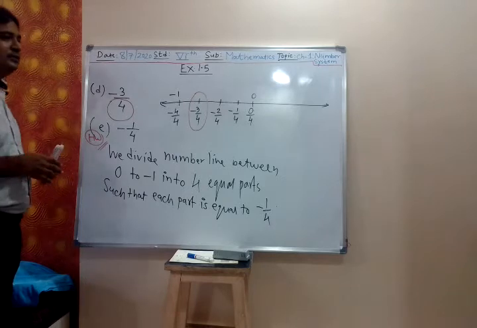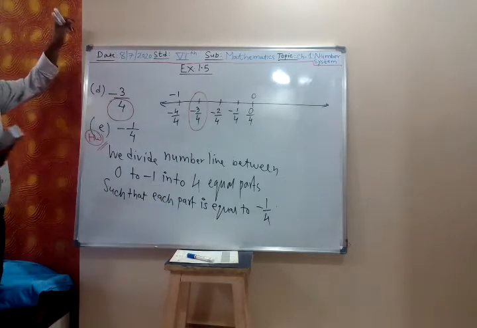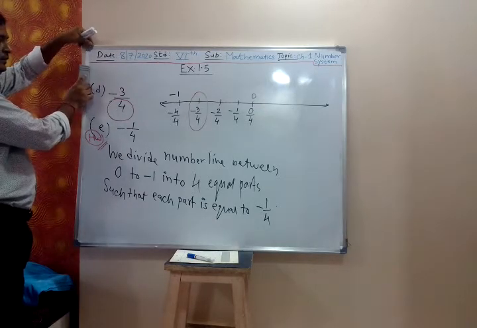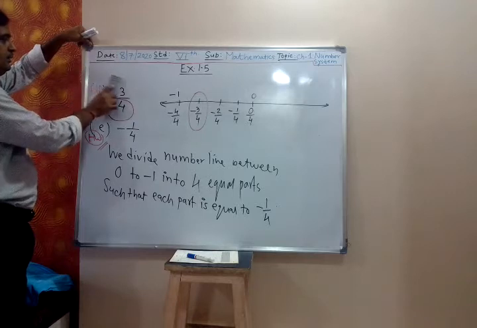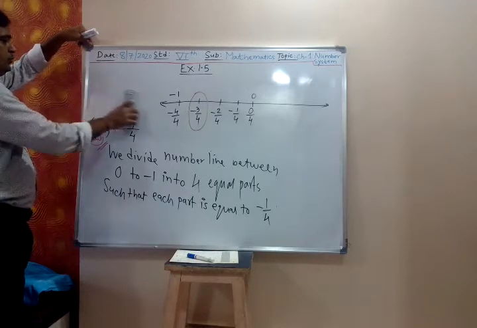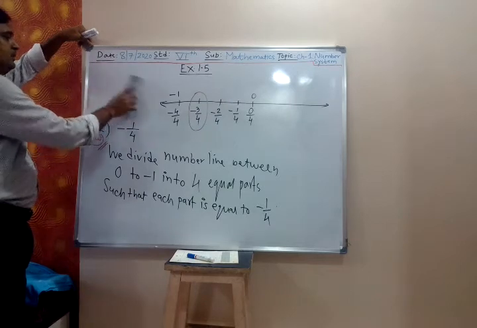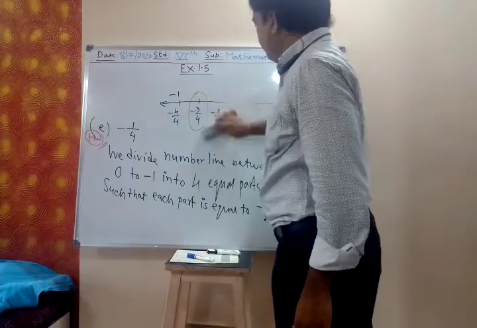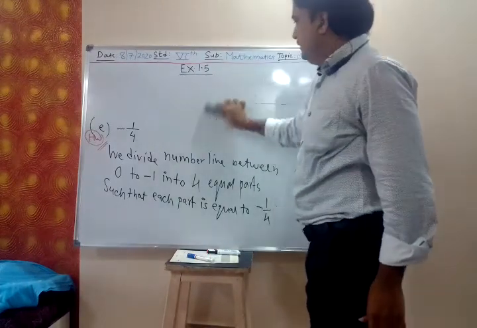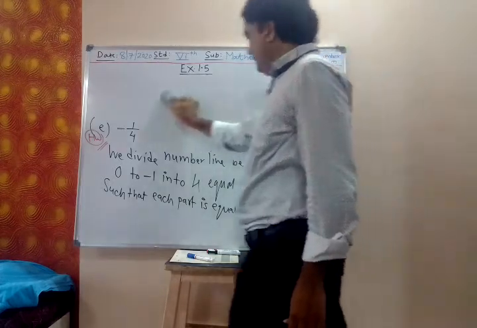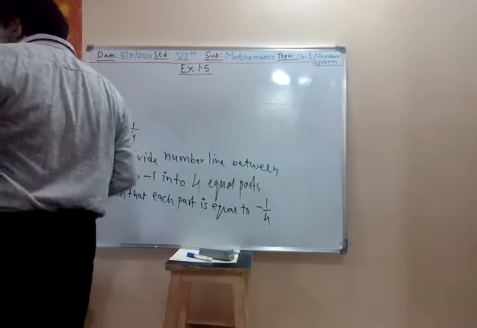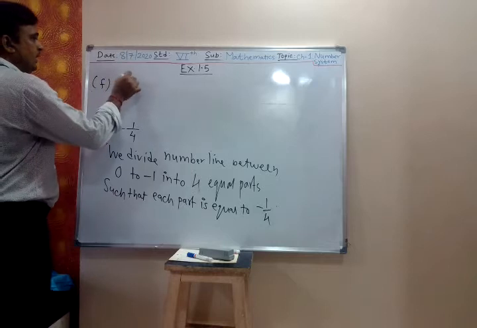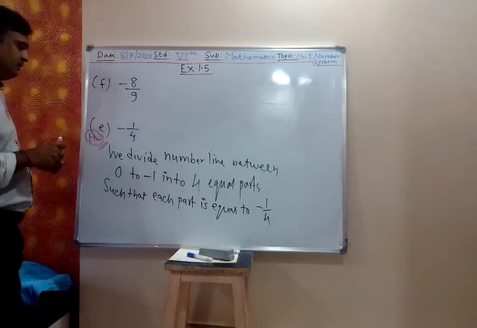Now let me do F. F is minus 8 upon 9. E is homework, minus 1 upon 4, that is homework. Now let us do F. F also, if you want, I can. F is minus 8 upon 9. So let us see.